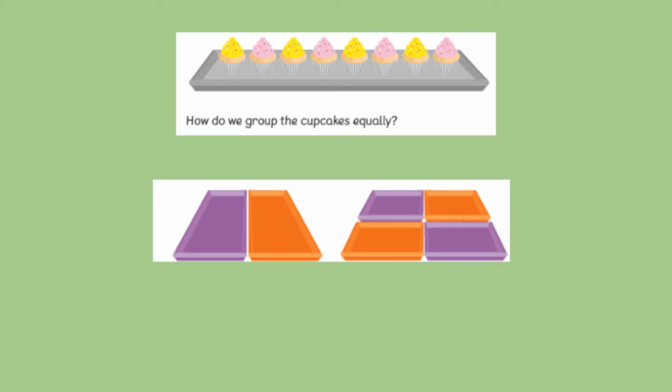So to start off with, here we have some cupcakes on a tray. There are 8 cupcakes and we want to group the cupcakes equally. We don't want to cut the cupcakes at all. So underneath you can see we have got a purple and an orange plate to put them on. How can we share these cupcakes out equally? First of all, onto the 2 trays and then onto the 4 trays.